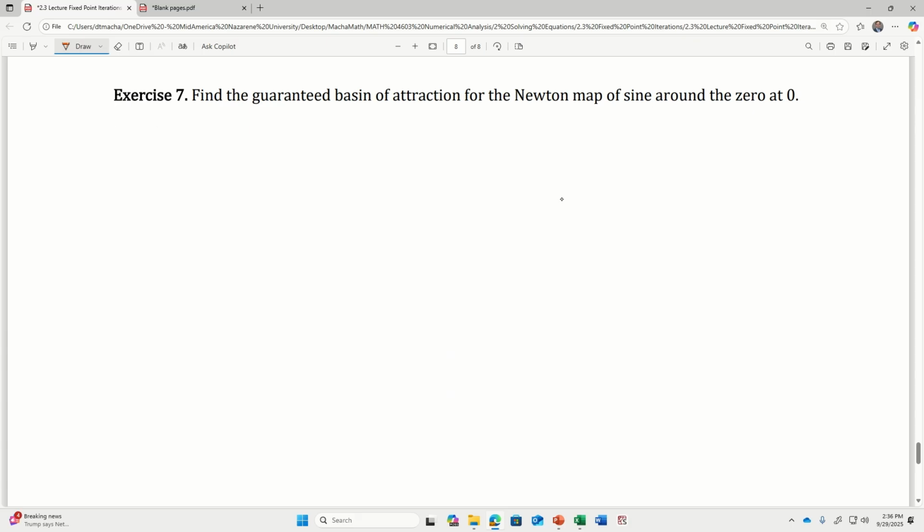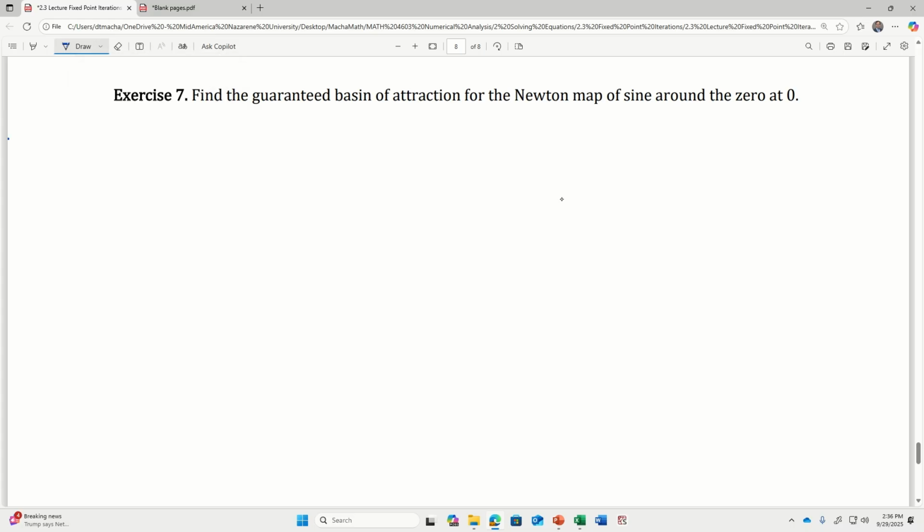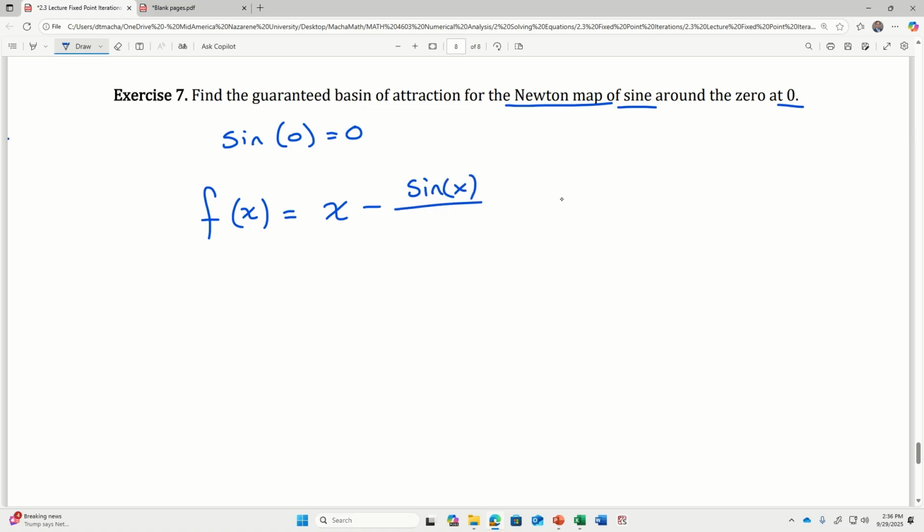Okay, one more little problem in my notes and we'll be done for today. It says, find the guaranteed basin of attraction for the Newton map of sine around the root at 0, because we know that sine of 0 is 0. Okay. So my Newton map is going to be x minus sine of x divided by what?